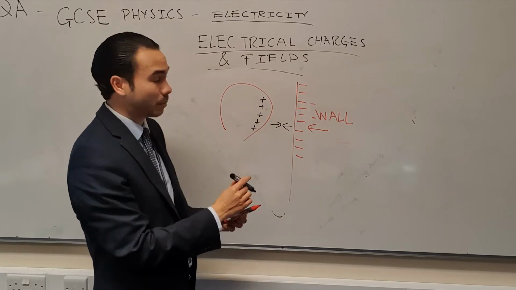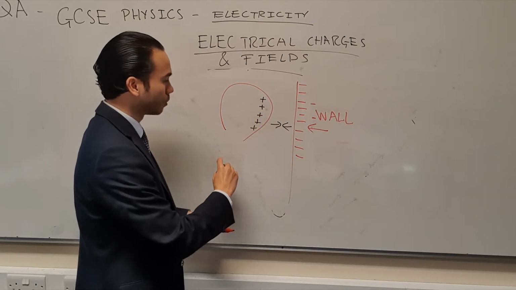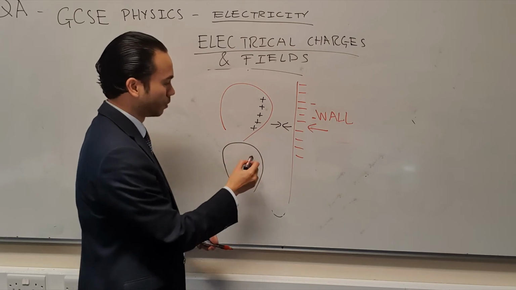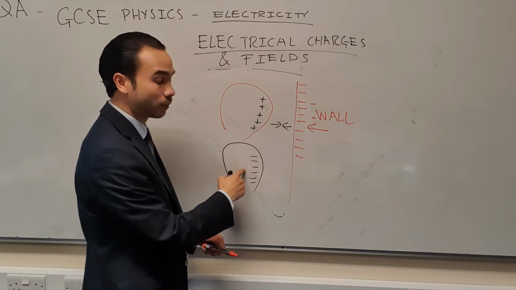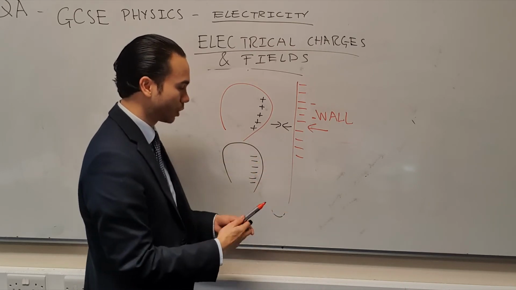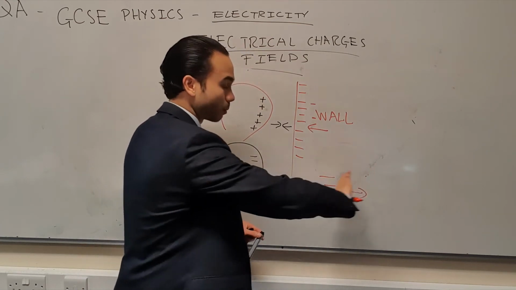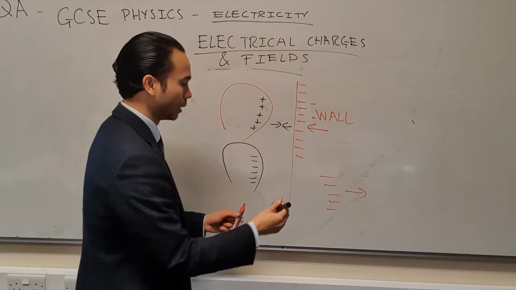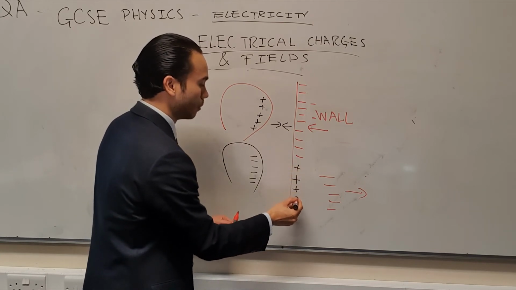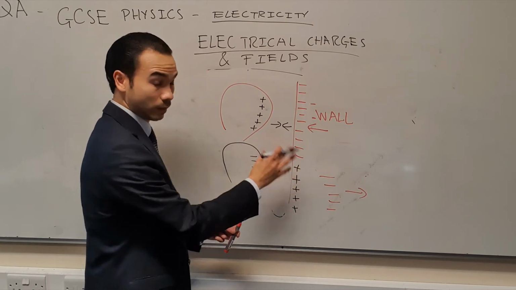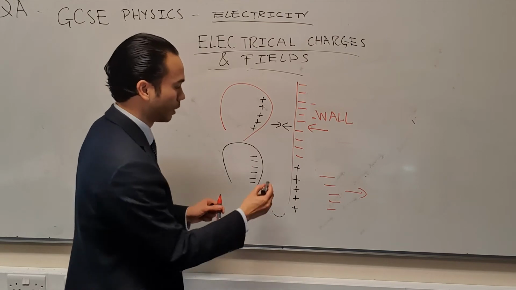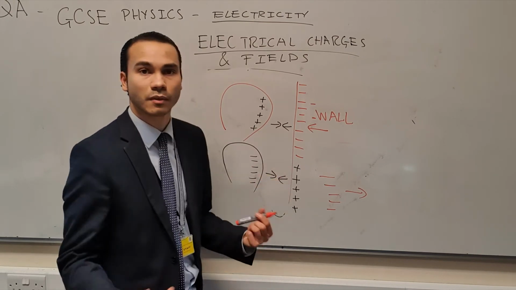The opposite can happen as well. If the balloon had negative charges here, what I drew initially would take place. So we would have negative electrons being pushed that way, and we would have your positive protons staying put, and we would get an electrostatic force there.